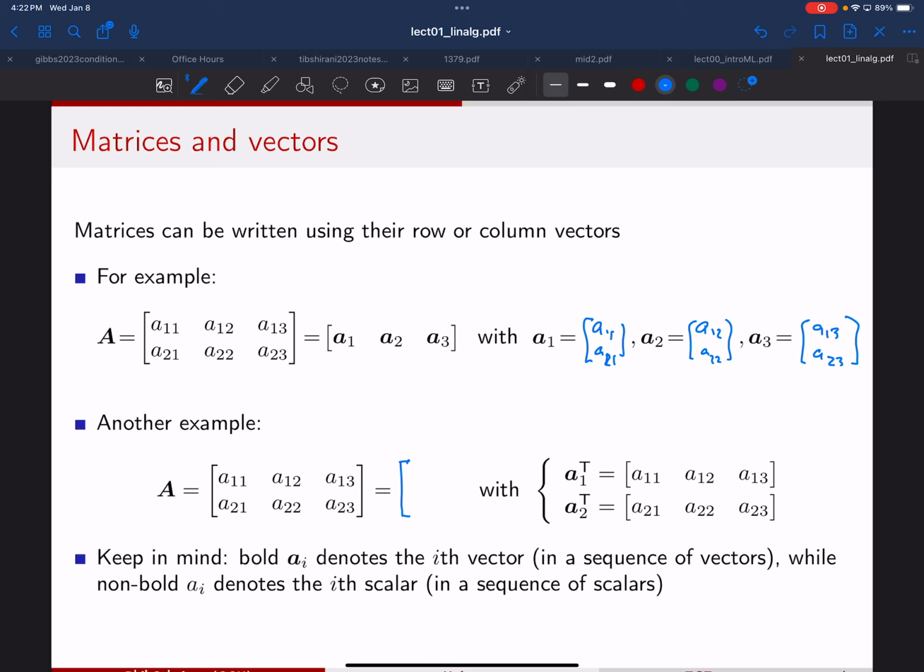Let me ask this to Camden Majors. Is Camden here? So we put A sub 1 transpose on top and A sub 2 transpose on the bottom. Exactly.